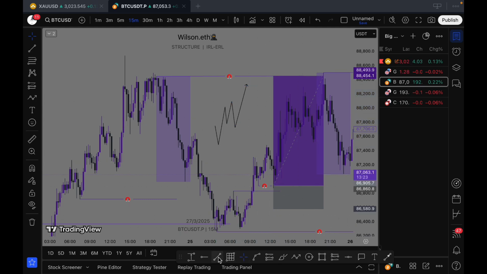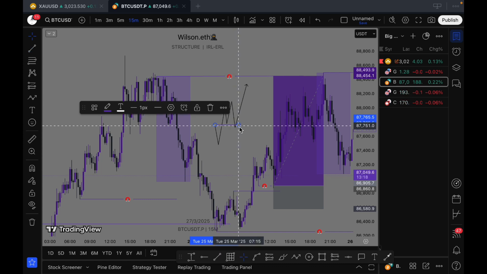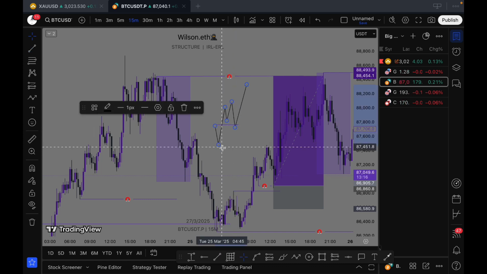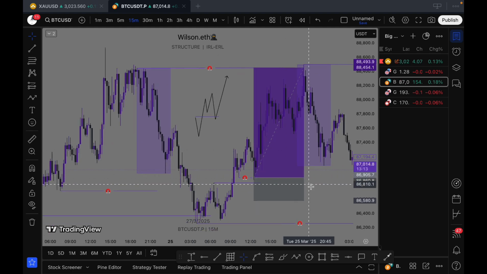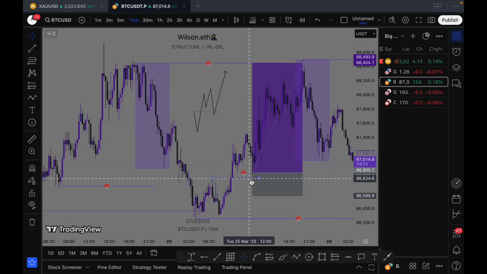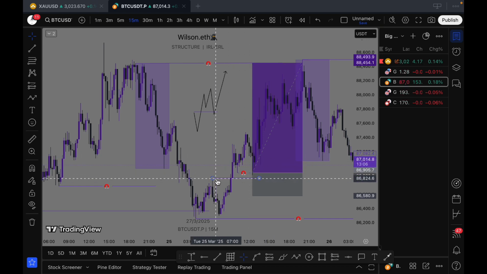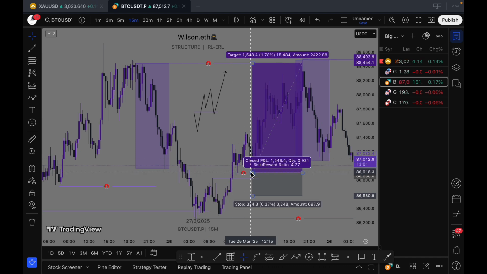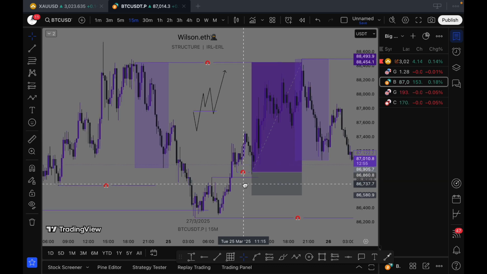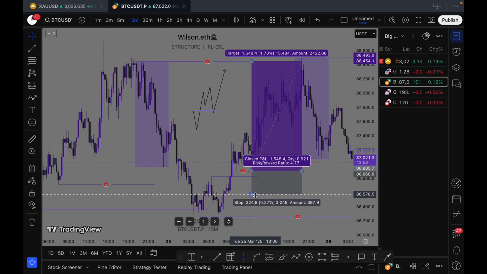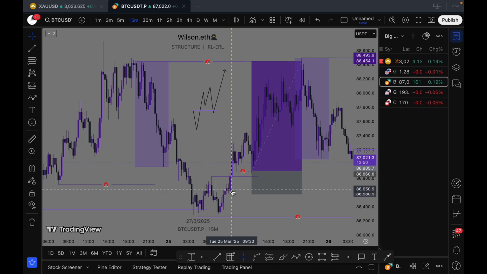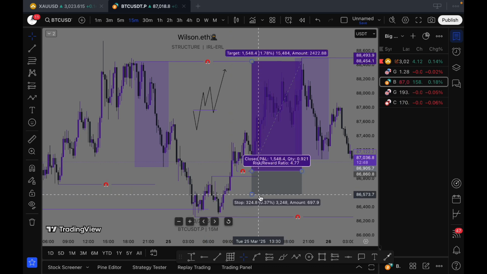So this would have been my POI, and this over here would have been my inducement. That is the same thing I did over here, but I kept my entry at this point after price took out this breaker block and came to create this inducement. When I saw price approaching this inducement level, I just kept my entry there, and my stop loss was below this single candle order block. My stop loss was just below.